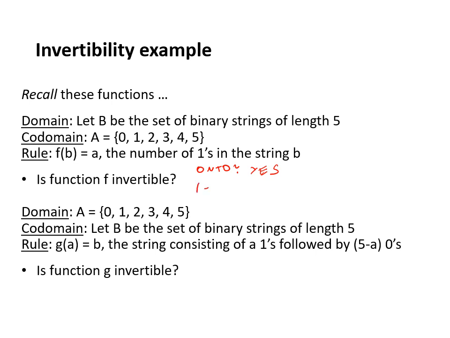Is it one-to-one? So the answer is no. Because there'll be binary strings that will map to the same element of the codomain. For example, there can be a binary string that starts with 1 and has all zeros, and the binary string that ends in 1, and everything is all zeros, and both of these are going to be mapped to 1. So it's not one-to-one.